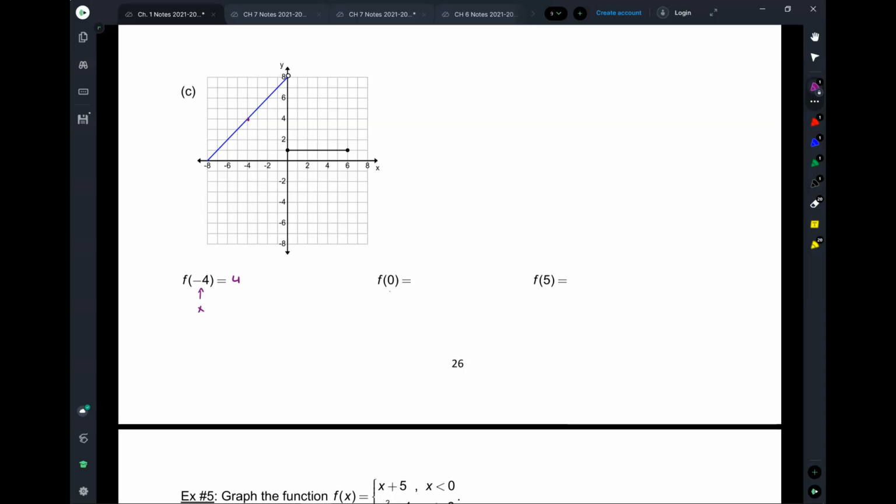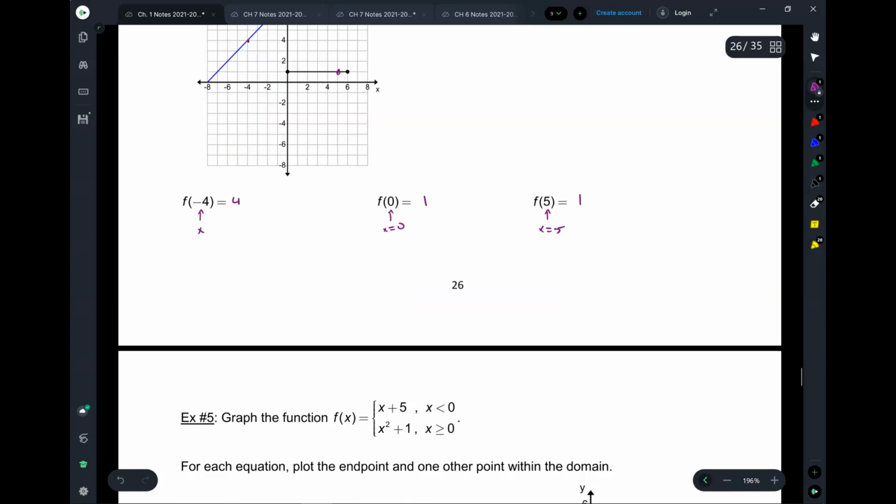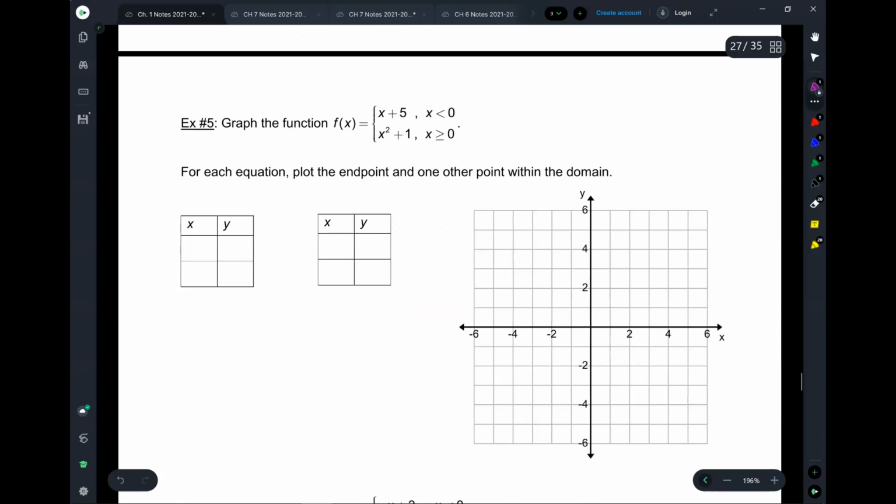Now, f of 0, when x is 0, what's y? When x is 0, it's 1, right? If there are two possibilities, you have to go with whatever is a closed circle. So 1. F of 5, when x equals 5, what is y? 1. All right? Those are 3 points. Just be careful.